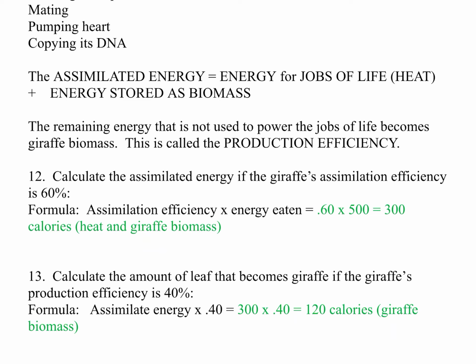I want you guys to remember production efficiency means consumer biomass. So when you see production efficiency, you should think biomass. That's the food that becomes part of the organism that ate it. So it's the part of the giraffe that becomes the lion. It's the part of the leaf that becomes the giraffe. That's production efficiency. Let's do some calculations.